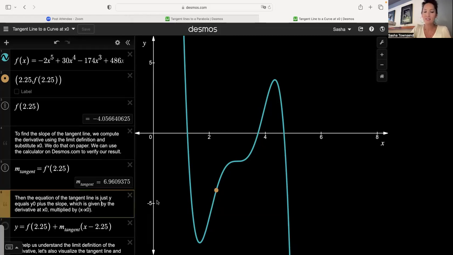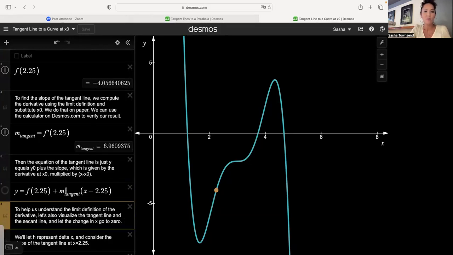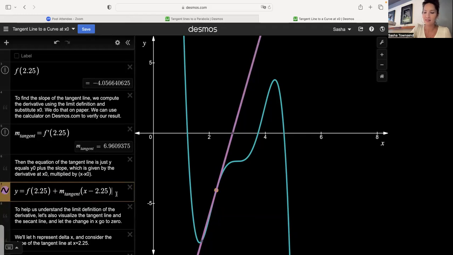Now the equation of the tangent line is given by this. We have y equals y naught, so that's our original y value, f of 2.25, plus the slope of the tangent times the change in x. So it's basically saying you take the slope, which is change in y divided by change in x, you multiply by the change in x, and then you add the original y value to find the new y value. And so that gives us this. And again, we know that the slope is 6.96 approximately.